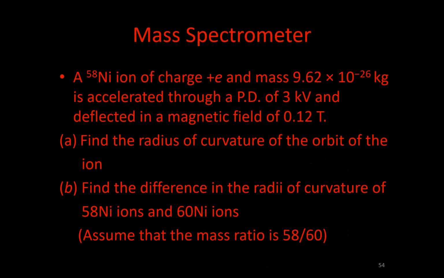So let's take a look at this from the perspective of a mass spectrometer rather than weapons of mass destruction. Here we have a nickel-58 ion, and it has a mass of 9.62 times 10 to the negative 26 kilograms. We're going to accelerate it through a potential difference of 3000 volts, that's 3 kilovolts, and put it into a magnetic field of 0.12 Tesla. That's a fairly hefty magnetic field based on what we've said before. We want to find the radius of curvature of the ion, and the difference in the radius of curvature from nickel-58 to nickel-60. Those should be superscripted.